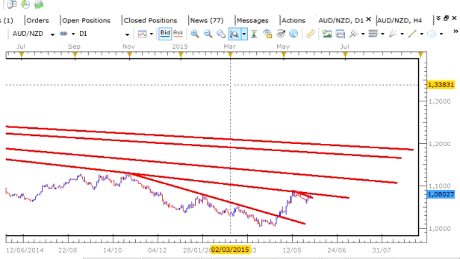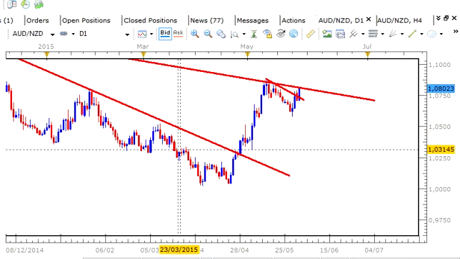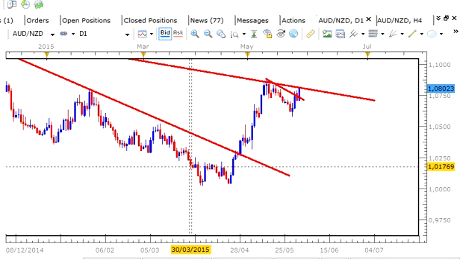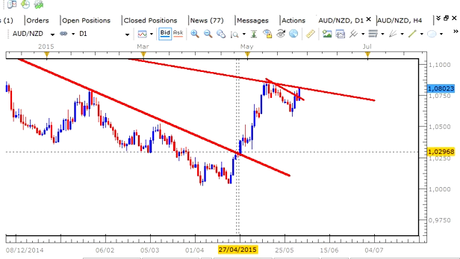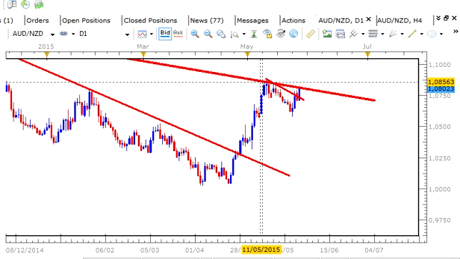Taking a closer look at what's been happening over the last couple of days, we can see that the pair ended that downtrend with a set of double bottoms that led to the break of this inner downtrend line and a sharp movement towards this outer downtrend line.